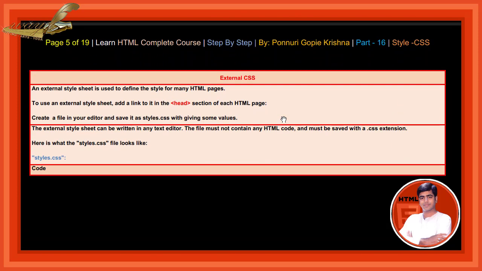External CSS. An external style sheet is used to define the style for many HTML pages. To use an external style sheet, add a link to the head section of each HTML page. Create a file in your editor and save it as style.css with some values. The external style sheet can be written in any text editor. The file must not contain any HTML code and must be saved with a .css extension. Here is what the style.css file looks like.